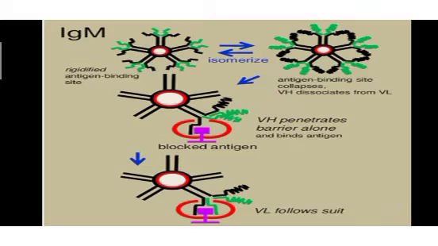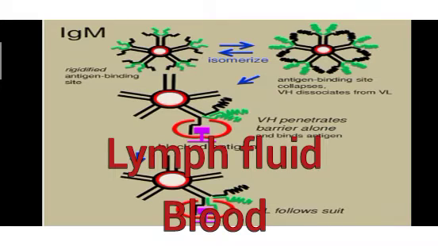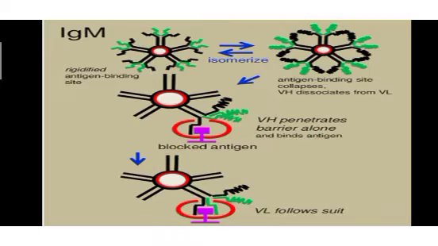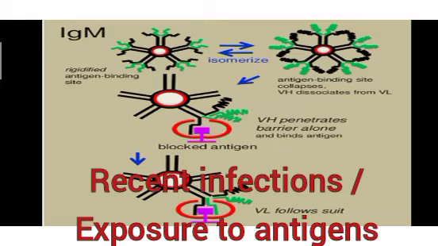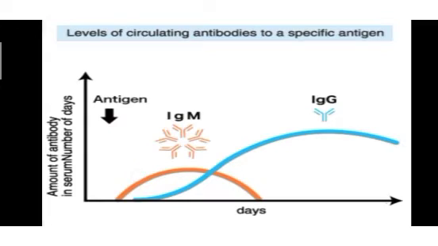And IgM is predominantly found in the lymph fluid and blood. It is a very effective neutralizing agent in the early stages of disease. Elevated levels can be a sign of recent infection and exposure to antigen. And the slide described that IgM is the first antibody built during an immune response and IgG plays a role in the secondary response.